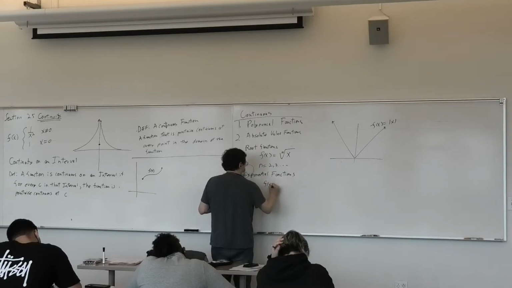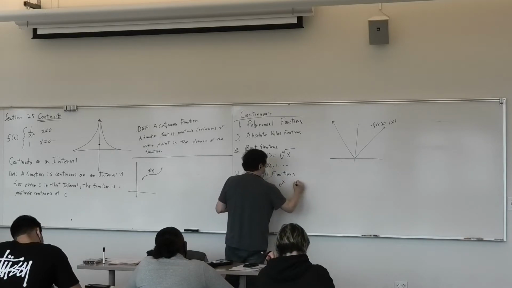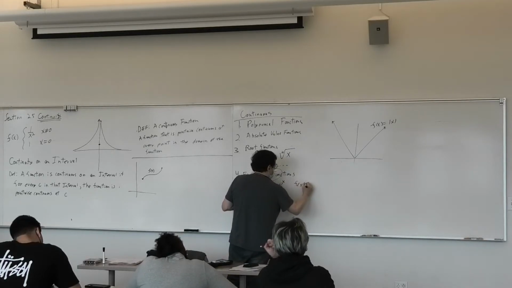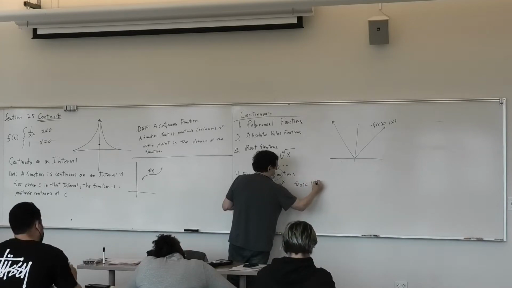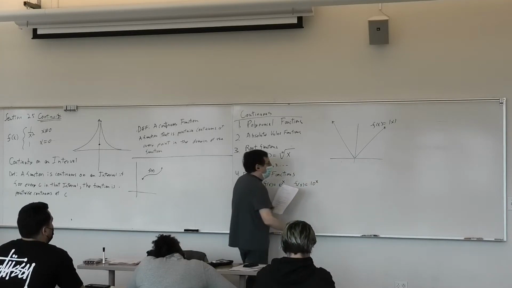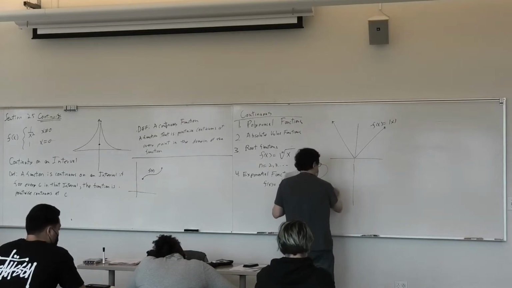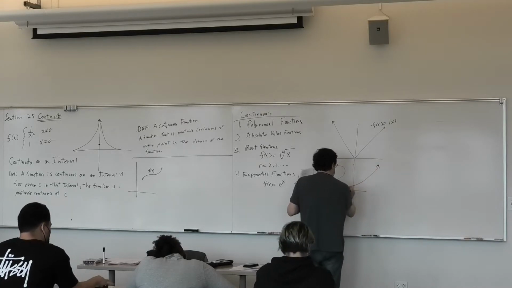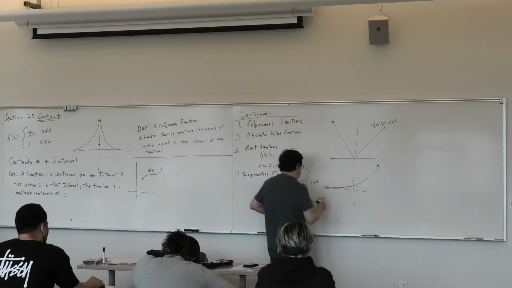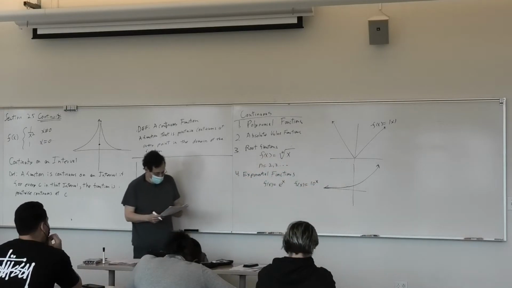f of x equals e to the x, f of x equals 10 to the x. These all kind of look the same unless you put a negative sign there. They're all continuous.